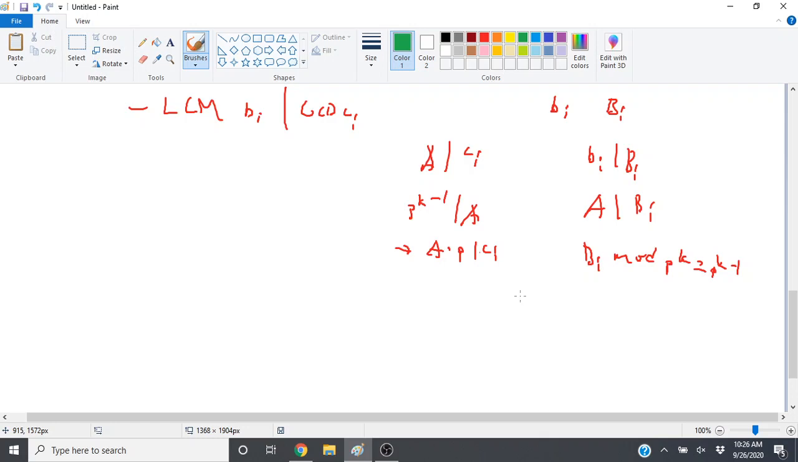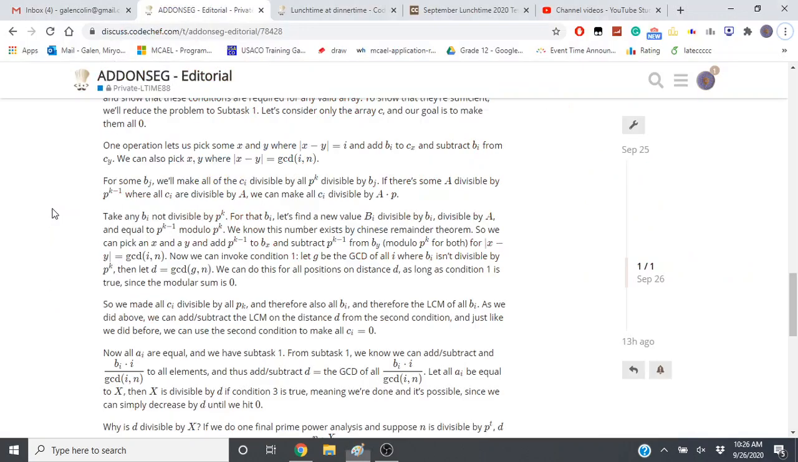And if these sums are all 0 modulo p to the k, then this is a cool analogy by Anton. It's kind of like you're given an array where the whole sum is 0. And in one operation, you can subtract 1 and add 1 to two elements. And then you want to make the whole array equal to 0. It's the exact same thing, and it's just as solvable. So okay, now we can assume that the LCM of all bi divides all Ci.